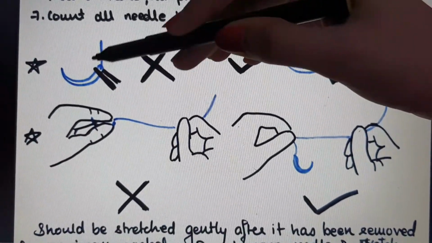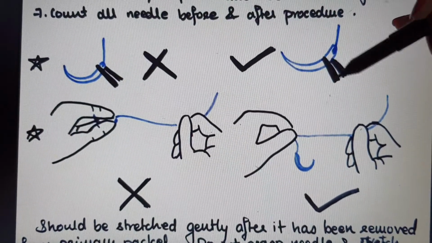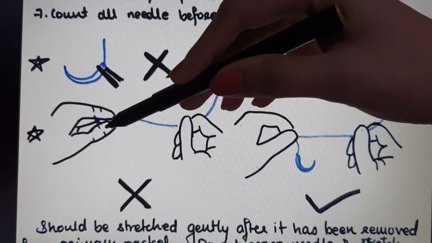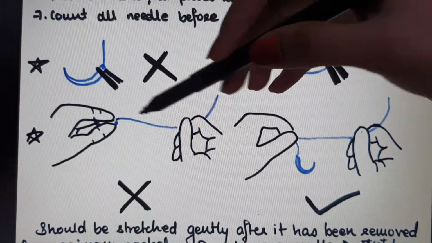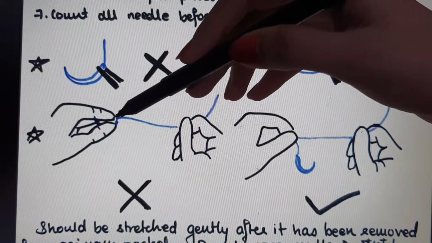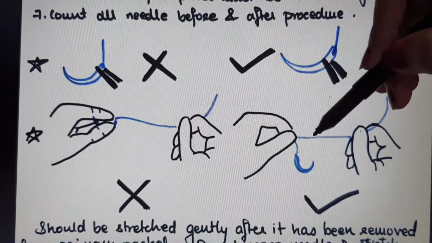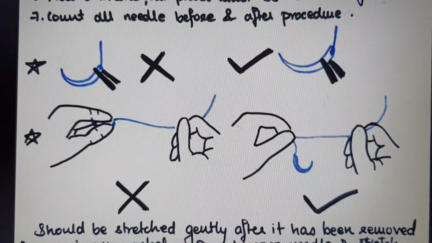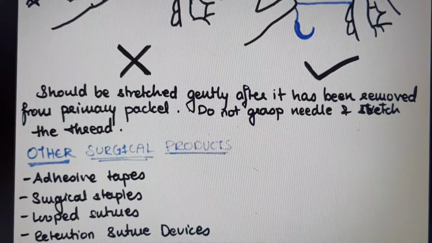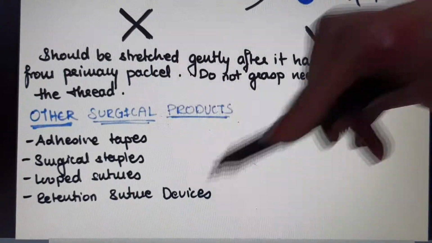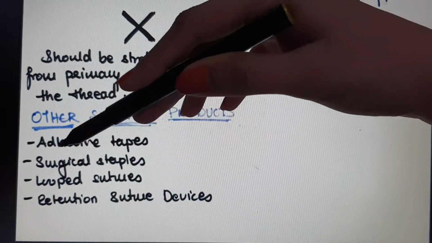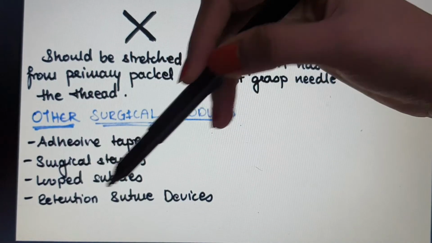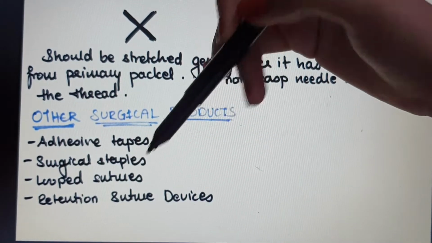You shouldn't hold the needle at the swag zone. It should be held 1/3 the distance from the swag zone. Then when you are stretching the suture material to remove any kinks present after removing it from the packet, you shouldn't hold it like this. Either you should hold it like this. It may prevent the needle breaking from the suture material. Now make sure you don't grasp the needle and stretch the thread. Other surgical products are also available, such as adhesive tapes, surgical staples, loop sutures, retention suture devices, which can be used in advanced procedures.